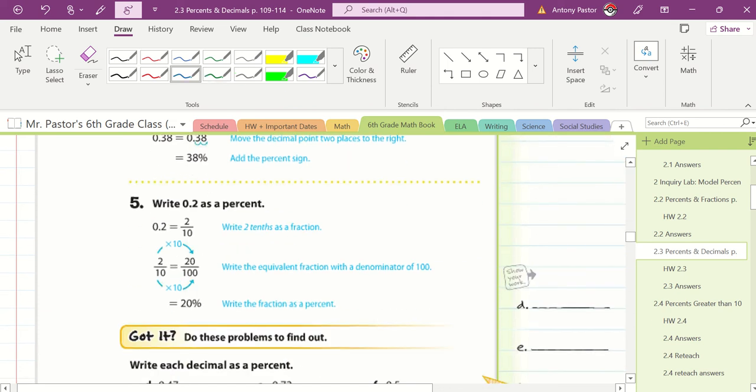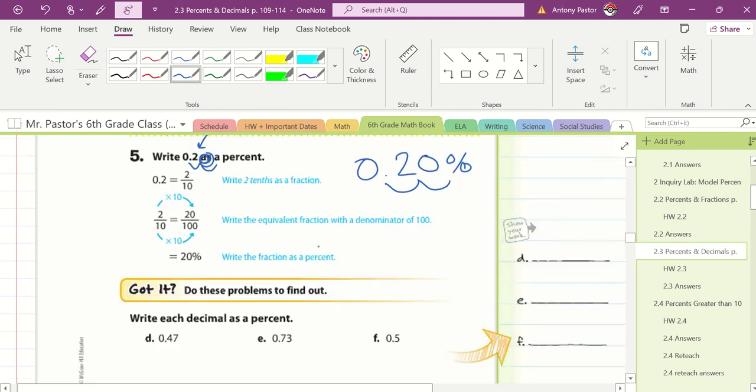0.2 as a percent. Remember, it's got to jump twice. So that would be 2/10. But remember, if we had a 0 at the end of it, we need it out of 100 because all percentages are out of 100. This would be 20%. So don't get fooled by the single digit ones. You still need to jump that decimal 1, 2 to the right, make it 20%.